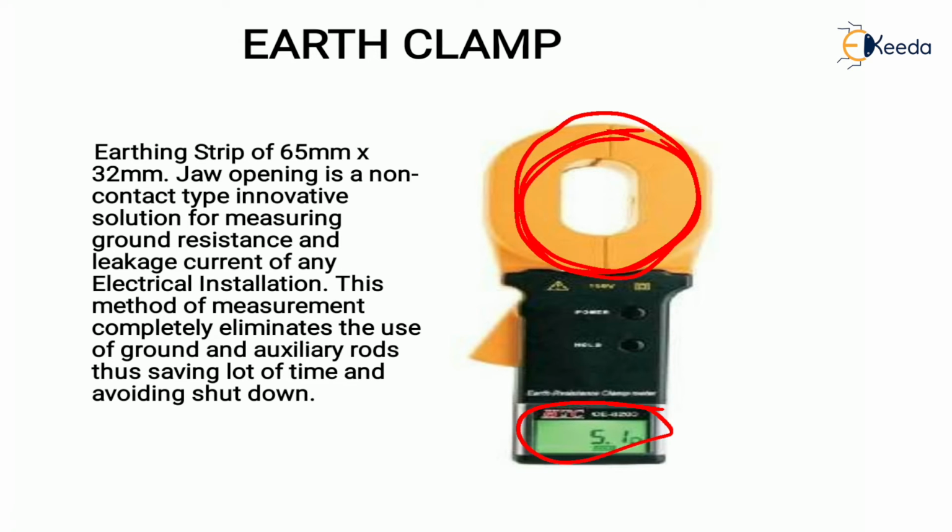So the earth clamp is used for leakage current measurement and ground resistance measurement, and by using the earth clamp it completely eliminates the use of ground and auxiliary rods, and thus it saves a lot of time and avoids the shutdown.